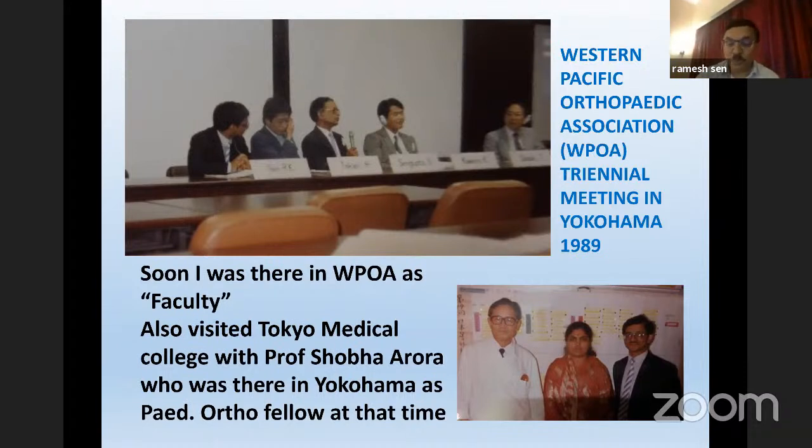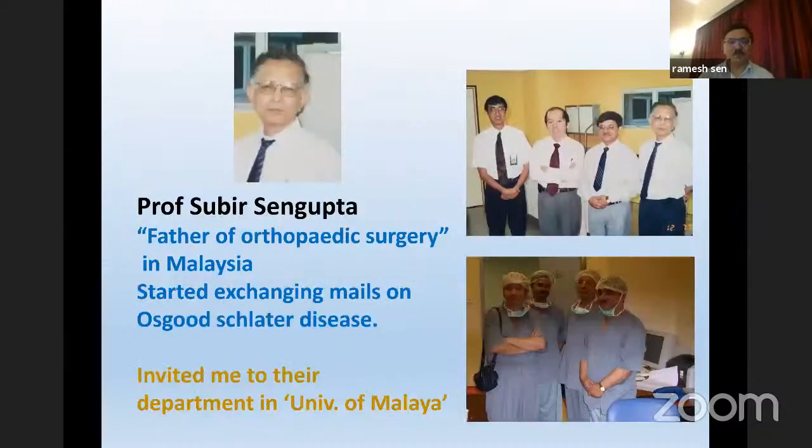But now I want you to look at this person. He's Subir Sen Gupta from Malaysia. He's the father of Malaysian orthopedics, because he was the first orthopedic surgeon there. He started orthopedics over there. He was also interested in this disease. He says, you have got a good idea, you come over to our department. So I went to their department.